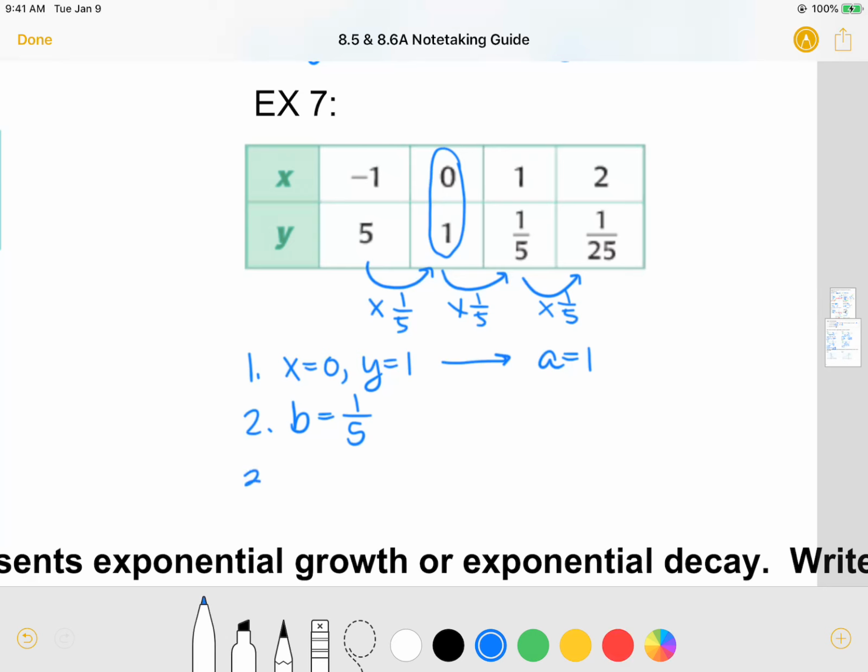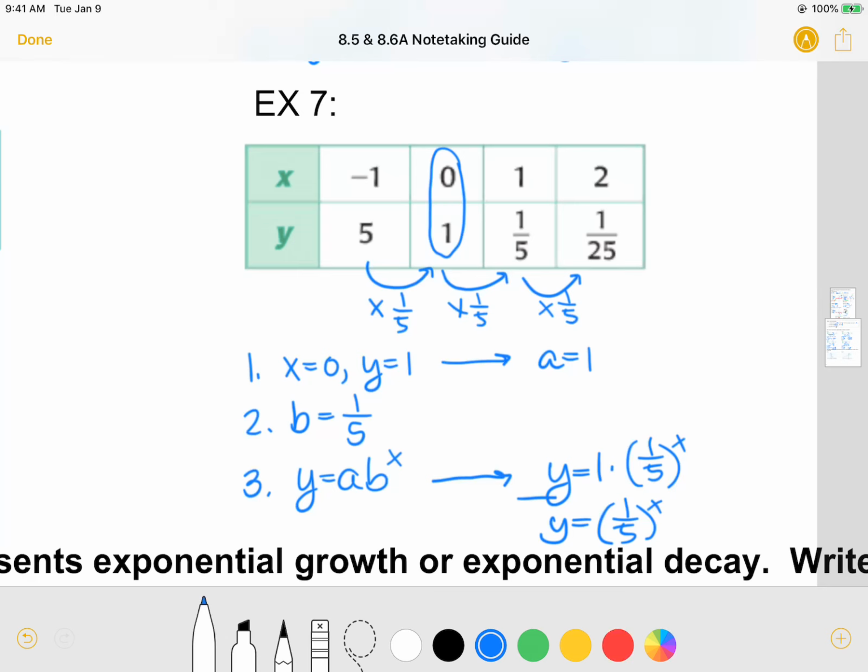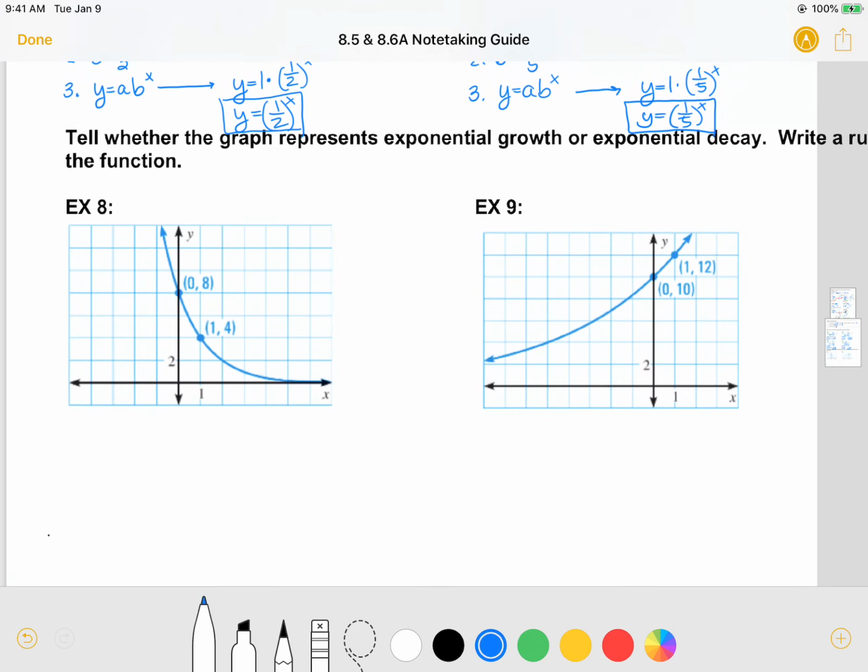Okay? And lastly here, we are going to plug those into our function y equals ab to the x, and that's going to give our rule of y equals 1 times 1/5 raised to the x power. And just like the last example, we don't really need the 1 there, so we can simplify here and say y equals 1/5 raised to the x power. Okay? All right, so next, these last two examples here, what we're going to do is the same process, but we're going to do this by looking at the graph only, okay?